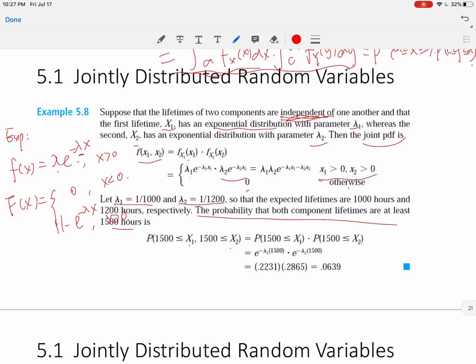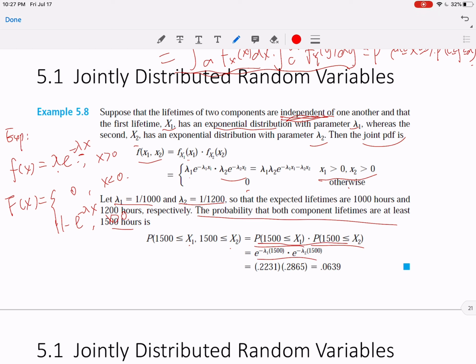Since they're independent, we can just break it into two parts and rewrite it in the form of a multiplication. So it's the probability of x1 greater than or equal to 1,500 times the probability of x2 greater than or equal to 1,500. Now, let's take a look at how we get this from here.